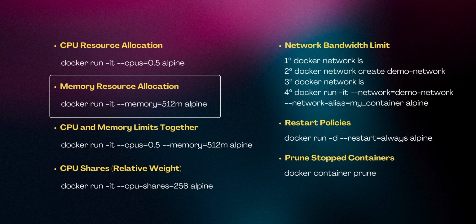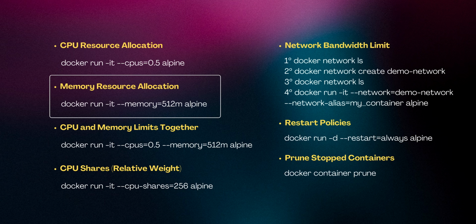The second one worth mentioning is the memory resource allocation. You can adjust the value as needed for your own container. Similarly, to limit the memory usage to only, let's say, 512 megabytes, you can do that by using the following command, which will be docker run -it and then specifying memory that is set to 512 megabytes using the Alpine image.